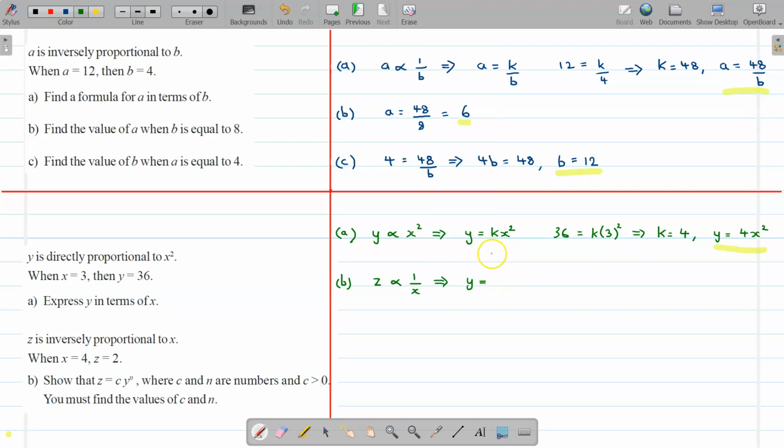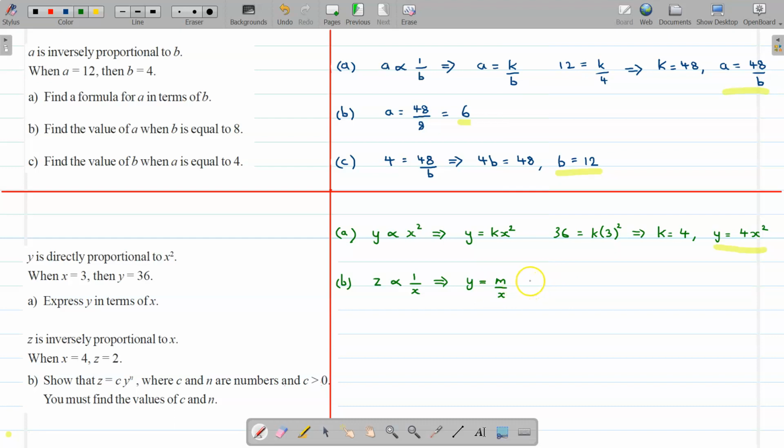which implies that y equals... Now, I'm not going to use k because I've used that already. I'm going to take another letter, and I'm going to use m, because L could look like 1. So I'll go to the next letter in the alphabet, which is M. So y equals m over x.